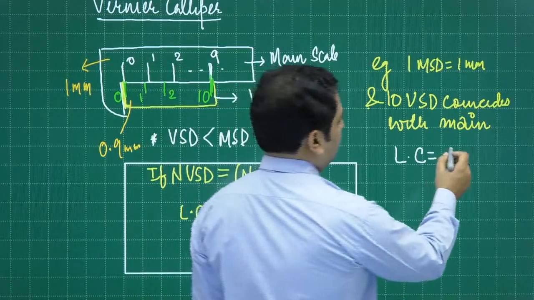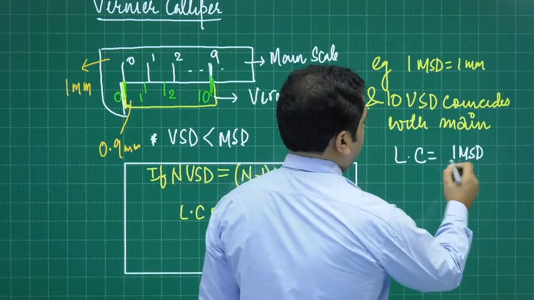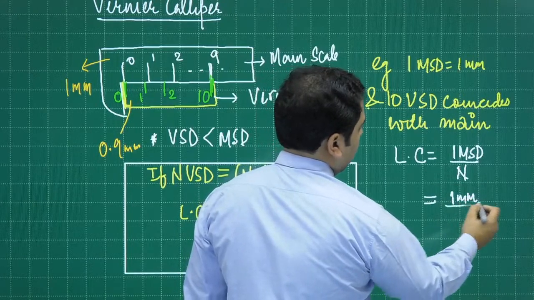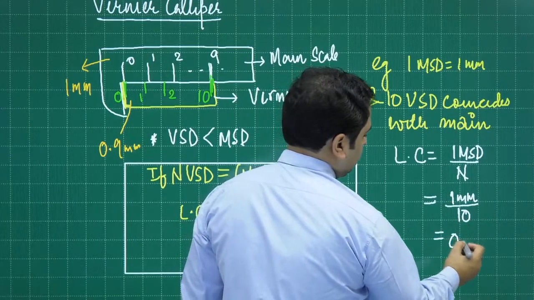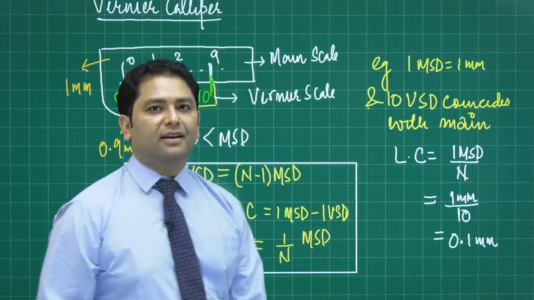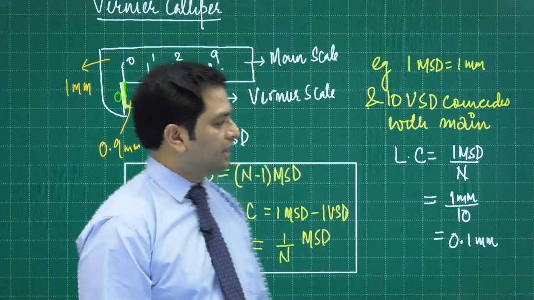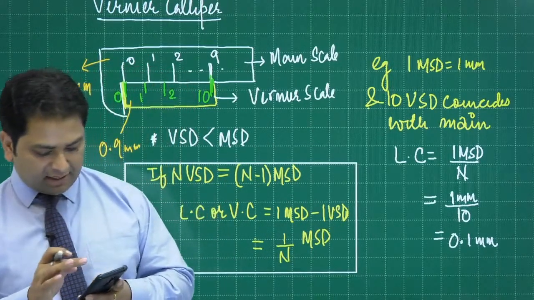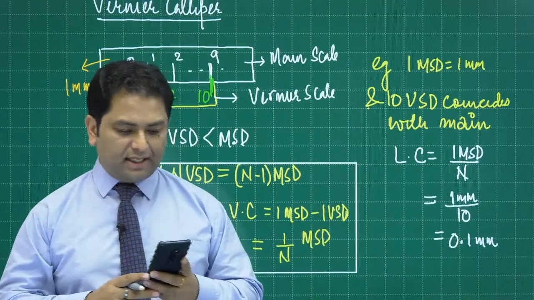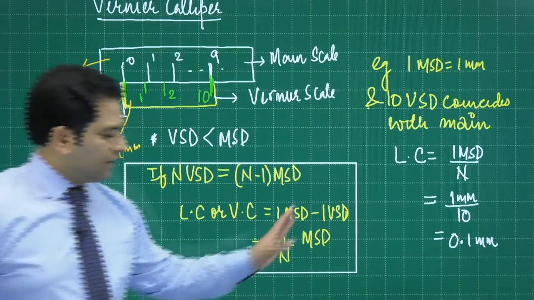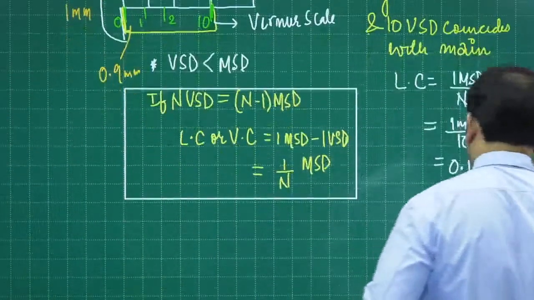And the least count will be 1 MSD divided by n. 1 MSD is 1 millimeter, n is 10, so this is 0.1 millimeter. This is what happens, so that will be the least count of the device. I hope that is not a problem. As I have said, if that day is yours, you would get a direct question for least count. But we would also see how the measurement is done. Now refer to your practice book. You would see questions related to that.